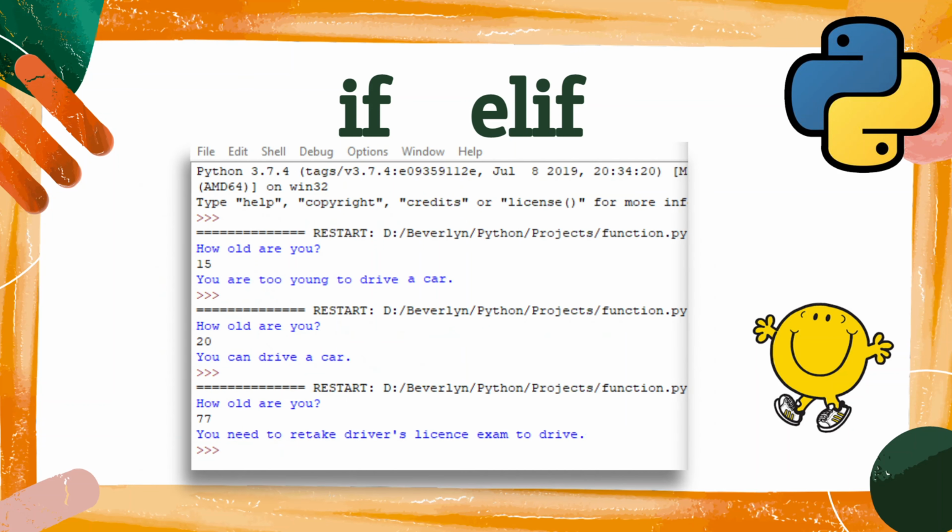Here, let's take a look at the Python shell. When the user inputs 15, it prints out, "You are too young to drive a car." The second case is when the user inputs 20, and it prints out, "You can drive a car." The last case is when the user inputs age as 77, and it does print out, "You need to retake driver's license exam to drive."